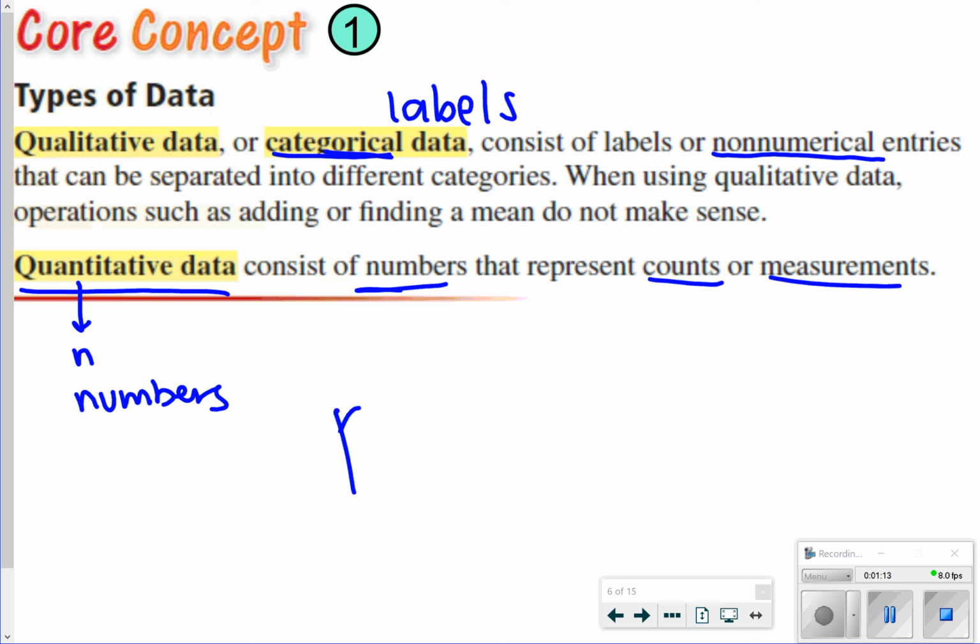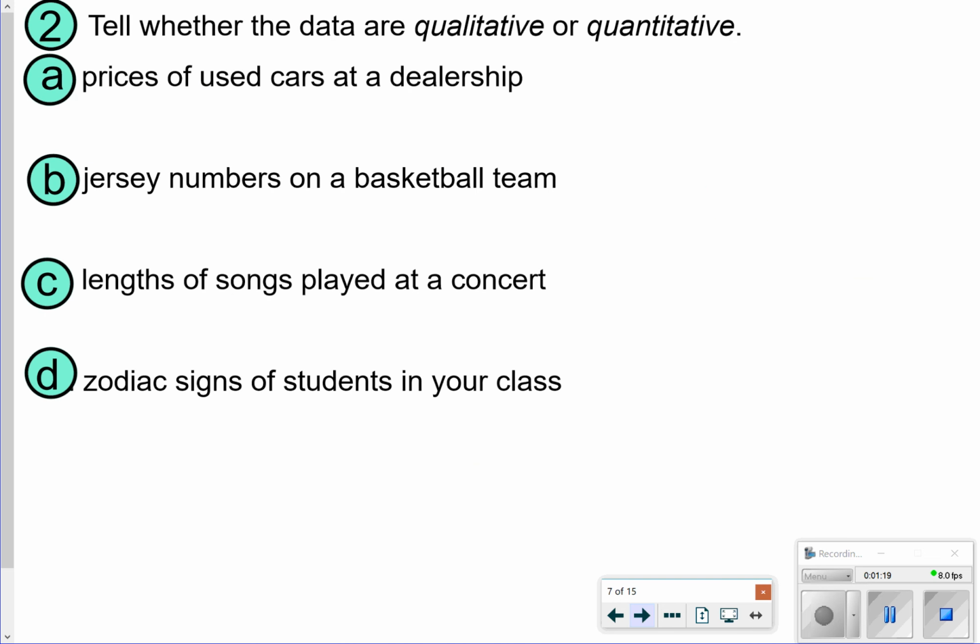Let's go ahead and take time now to pause here so you can write down number 1, and once you're done, click play so you can try number 2. So number 2, you're just going to determine if the data is qualitative or quantitative. Remember, qualitative is just labeling or categorizing, and quantitative actually uses numbers to make counts or measurements. Let's go ahead and pause here so you can try these, and once you're done, click play.